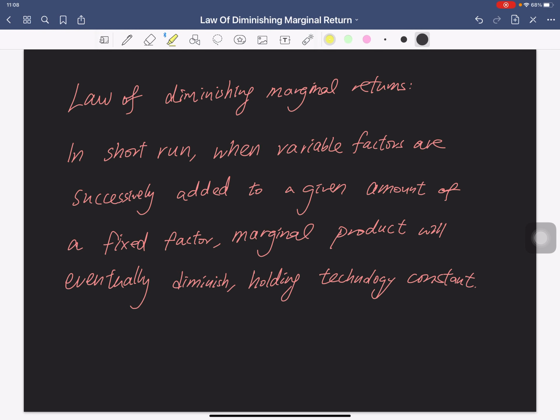In the short run, when the variable factors are successively added to the given amount of the fixed factor, the marginal product will eventually diminish, holding technology constant. So you should remember this law. This is important. In DSE, 3 marks. So this is an important law. You should remember it.